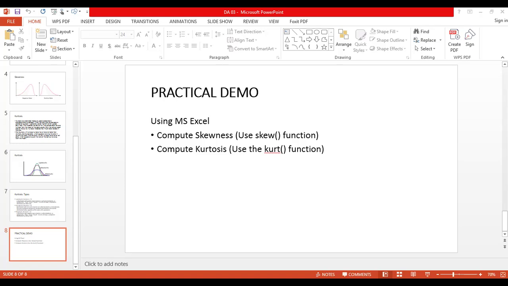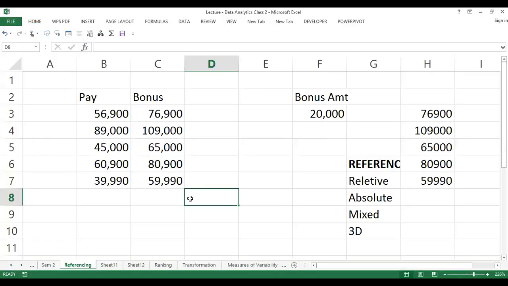Okay, now look at this. Let's say there's a need to give a bonus to staff of 20,000, all the staff. Okay. Now, I can't see your screen though. I'm still seeing the practical demo. Oh, okay. You are still seeing the practical demo. Yeah. Are you seeing my Excel screen now? Yes, you can see it now.